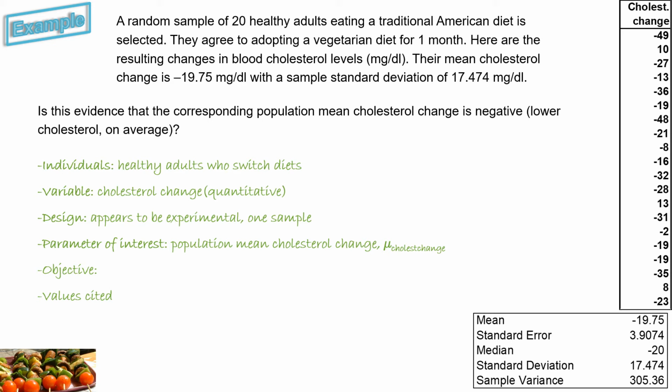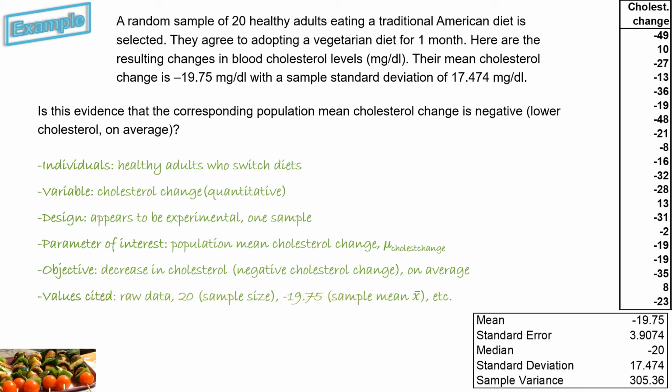Now, we want to know if there is evidence based on the study that in the corresponding population, there is a decrease in cholesterol on average. The population mean cholesterol change is negative. The null hypothesis and the alternative hypothesis will be statements about this parameter. The null hypothesis, a statement of no effect, says that there is no impact of switching diet. Some people's cholesterol might go up, some people's cholesterol might go down, but overall, on average, in the entire population of all healthy individuals who would switch diets like that, the mean cholesterol change mu is equal to 0.